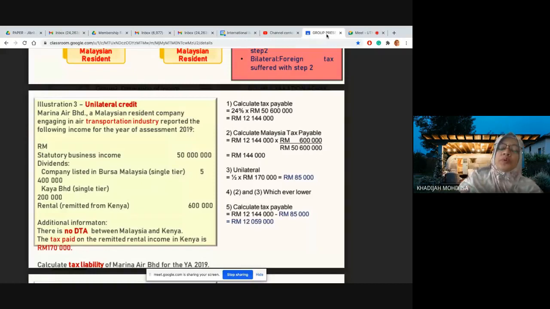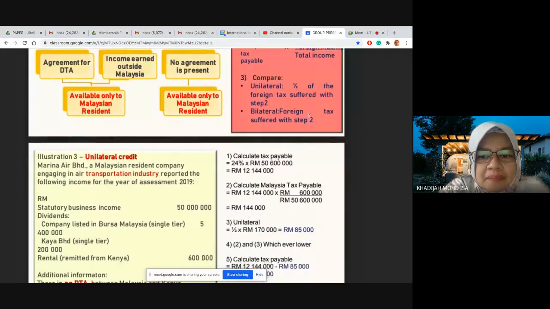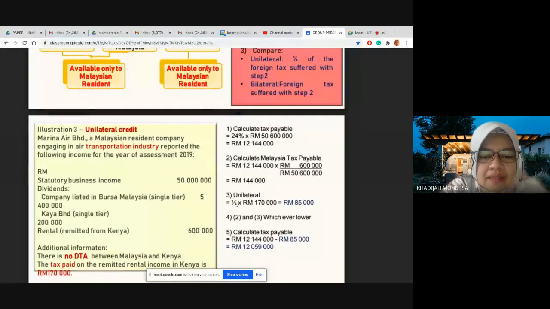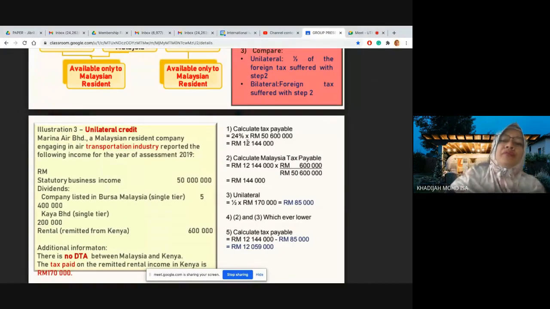So now you want to calculate Malaysian tax payable. Ayat dia apa? Calculate the Malaysian tax payable upon the foreign income. So foreign income berapa? The 600,000 ni lah foreign income. Alright, so you daripada 12,144 ni which is the total ni, you nak tengok kalau nak tengok foreign income je berapa. 600,000 darabkan 24% berapa? 144,000. Sama tak you dapat kat situ? Sama. So in other words, number 2 ni actually you ambil je you punya foreign income darab dengan 24%.